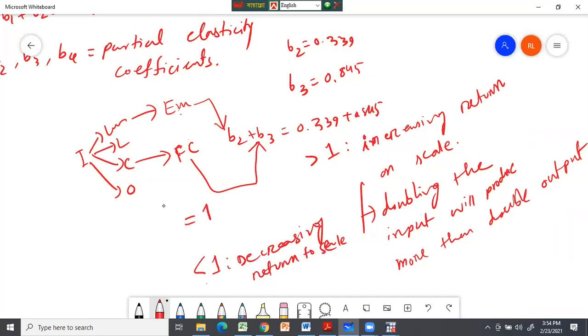And if the summation of the parameter values, B2 and B3, is found to be exactly 1, then it means constant return to scale. Constant return to scale means if you double the input in your economy, that will produce exactly double output in the economy. So that is the explanation regarding return to scale. It can be of 3 types: increasing, decreasing, and constant return to scale. I think it's pretty clear to everyone.